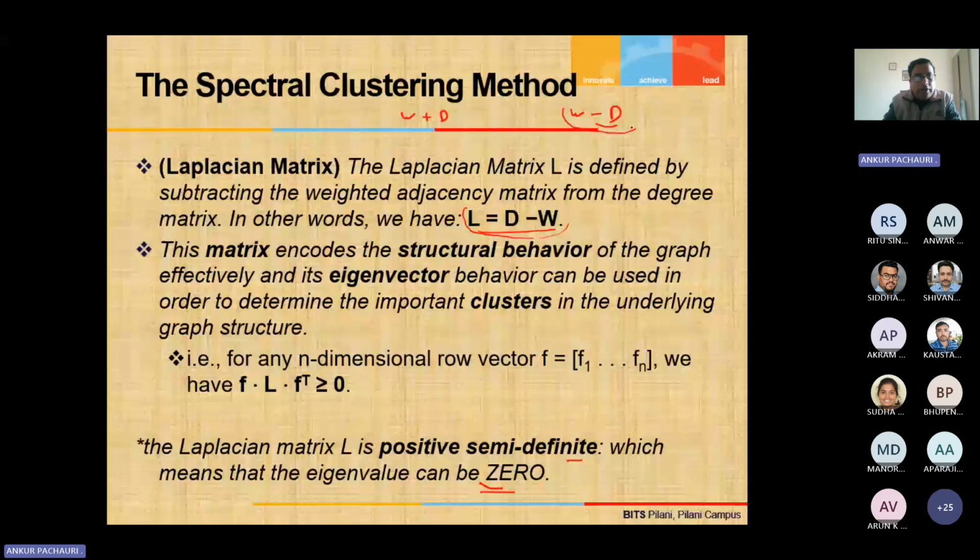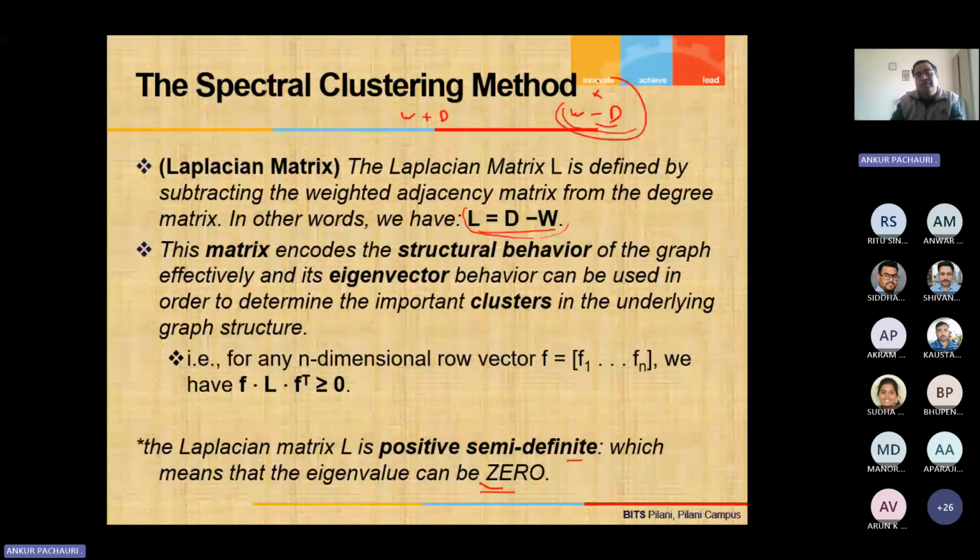Now, degree cannot be negative. So that is the first reason: the degree of each node cannot be negative, because I know that my graph, even if it is sparse, will have some zero entries, but it will not have any negative degree. So there's no concept of negative degree. That's why W minus D cannot be used.